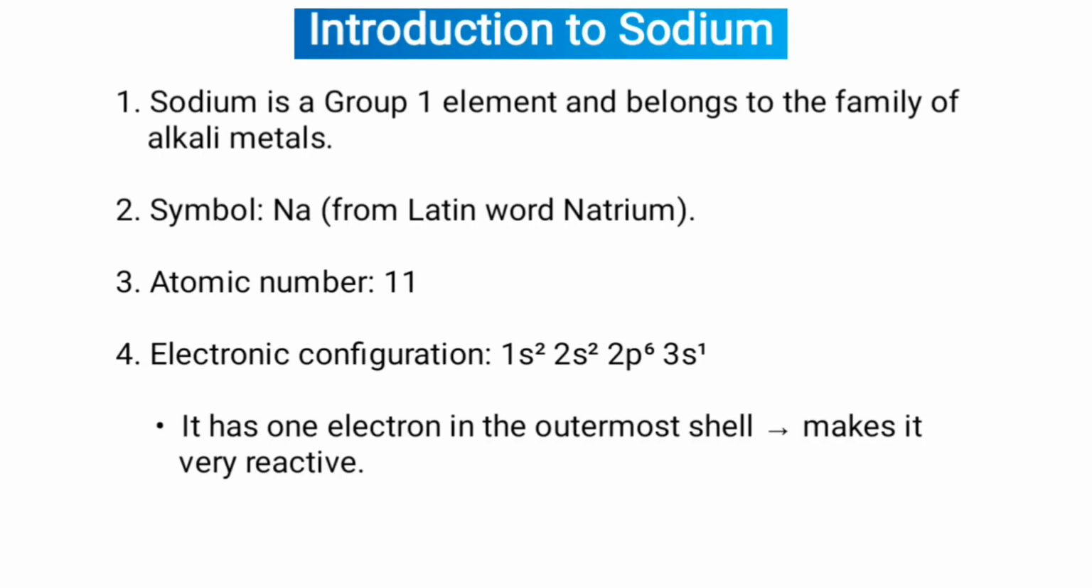Now, introduction to sodium. Dear student, sodium is a group 1 element and belongs to the family of alkali metals. Second one, its symbol is Na from the Latin word natrium. Third one, the atomic number of sodium is 11. And fourth one, the electronic configuration of sodium is 1s2, 2s2, 2p6, 3s1. Dear student, it has one electron in the outermost shell, which makes it very reactive.